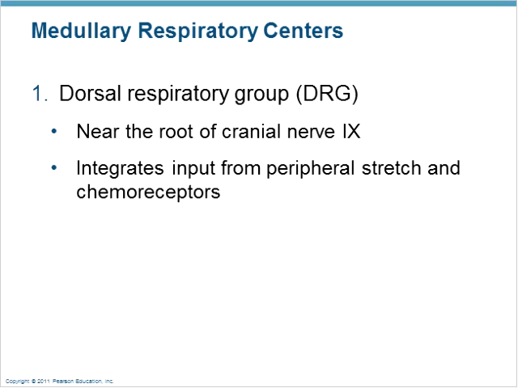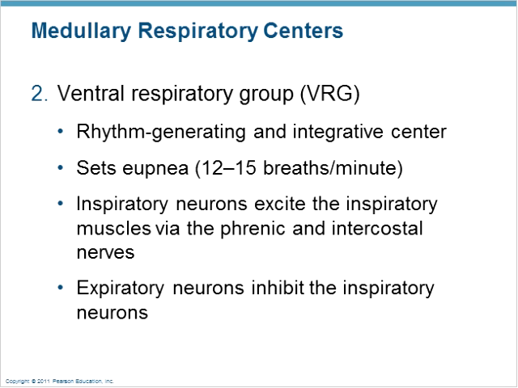The control of respiration involves neurons in the reticular formation of the medulla and the pons in the brainstem. The medullary respiratory centers, the dorsal respiratory group, DRG, is near the root of cranial nerve 9. We've talked about this before. We did the autonomic nervous system. It integrates input from the peripheral stretch and chemoreceptors within the circulatory system.